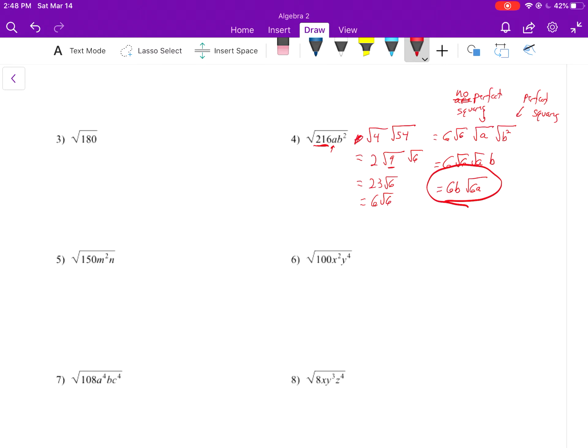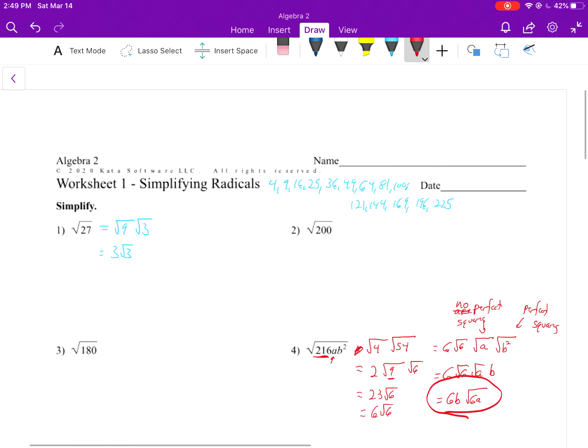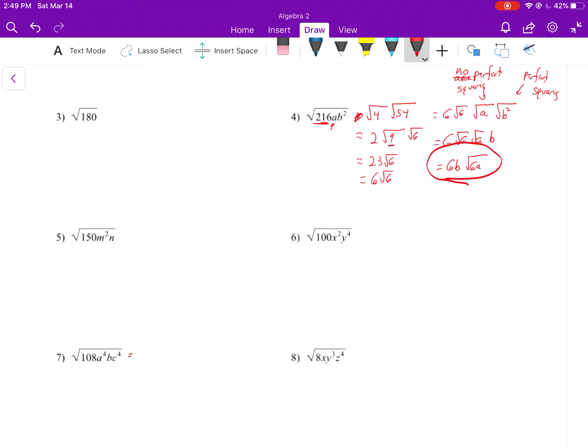So let's go ahead and jump to number 7, because I want you to look at something like this. The square root of 108, a to the 4th, b, c to the 4th. So what I'm going to do, we have to work with 108. Think what goes into 108. I actually think 36 might go into 108, which is a perfect square. So remember, I'm looking at these perfect squares. 36 into 108, so we got the square root of 36, and that goes into 108 3 times, so that times the square root of 3.